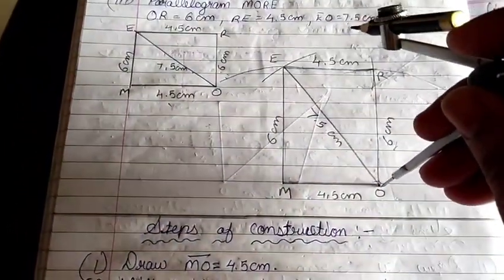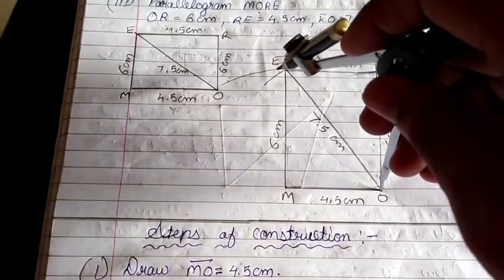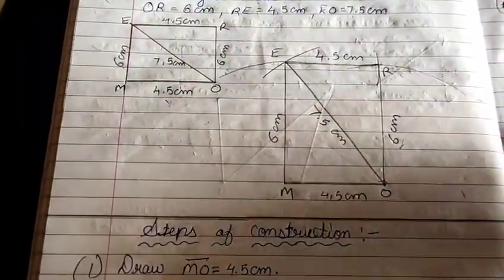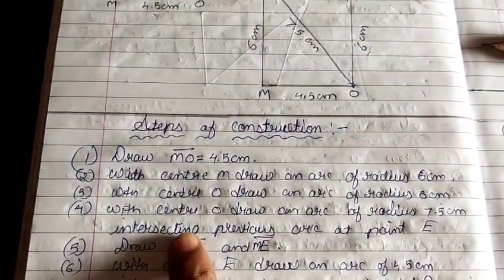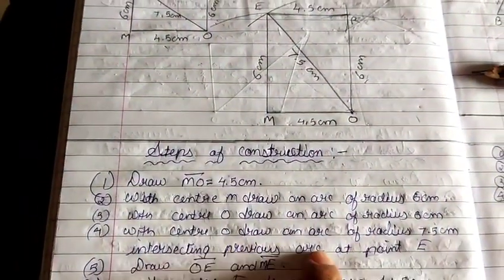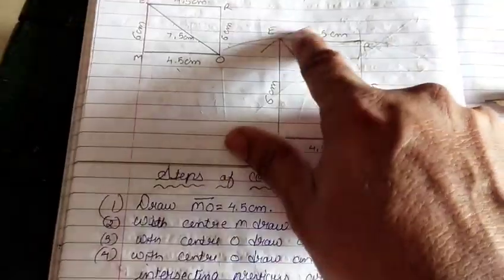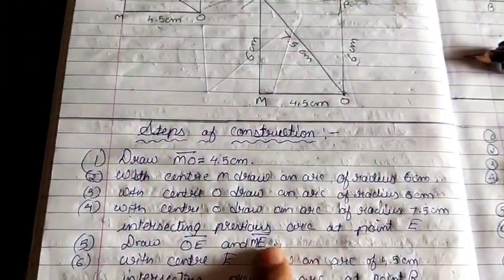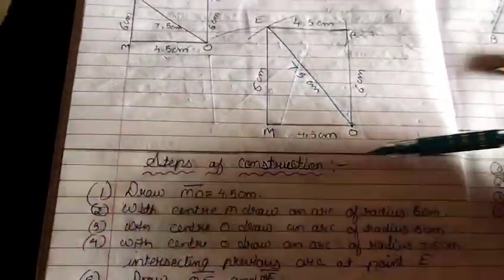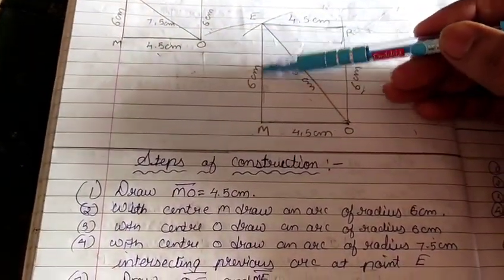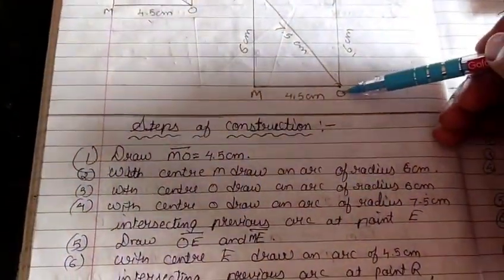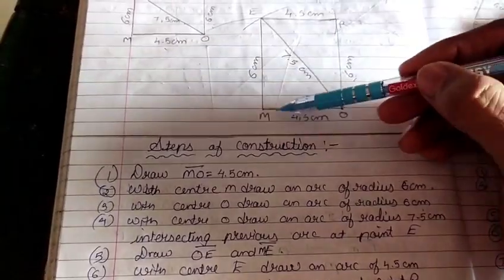Then put it on O and cut the previous arc at point E. So write down over here, with center O, draw an arc of 7.5 centimeter intersecting the previous arc at point E. Now after doing such, you can easily draw this line. Once you get this connecting point, now write down, see here, the step is also written: join or draw OE and ME.